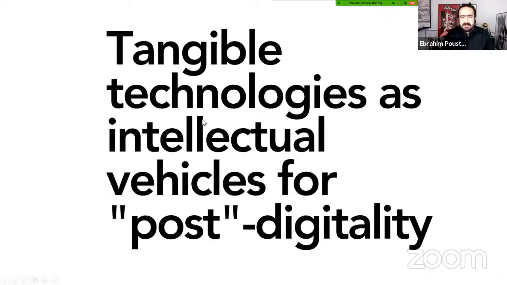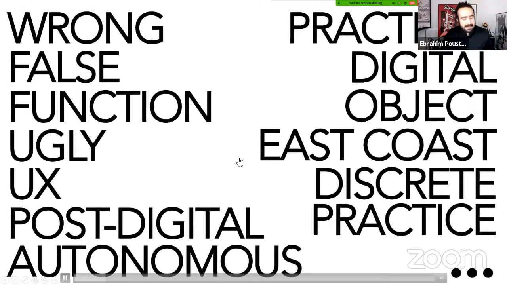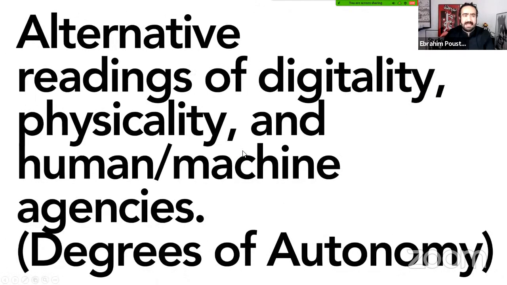I would suggest and argue that tangible interfaces or tangible technologies are possible platforms, or possible vehicles, for that post-digitality. And then, as an alternative, I think this can tie back theoretically to an alternative reading of digitality and physicality and human-machine interaction with some degrees of autonomy, which is one of the topics we're going to talk about: the difference between degrees of automation and degrees of autonomy, and the dialogue or difference that these have.